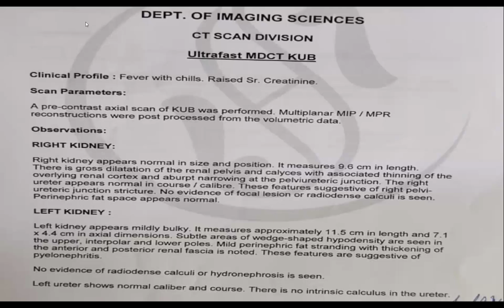There is no evidence of calculi or perinephric fat stranding. The left kidney appears to be bulky, around 11.5 into 7.1 into 4 centimeter. There is a wedge-shaped hypodense lesion seen in the upper, interpolar and lower poles. There is mild perinephric fat stranding with thickening of the anterior and posterior renal fascia, features suggestive of pyelonephritis.